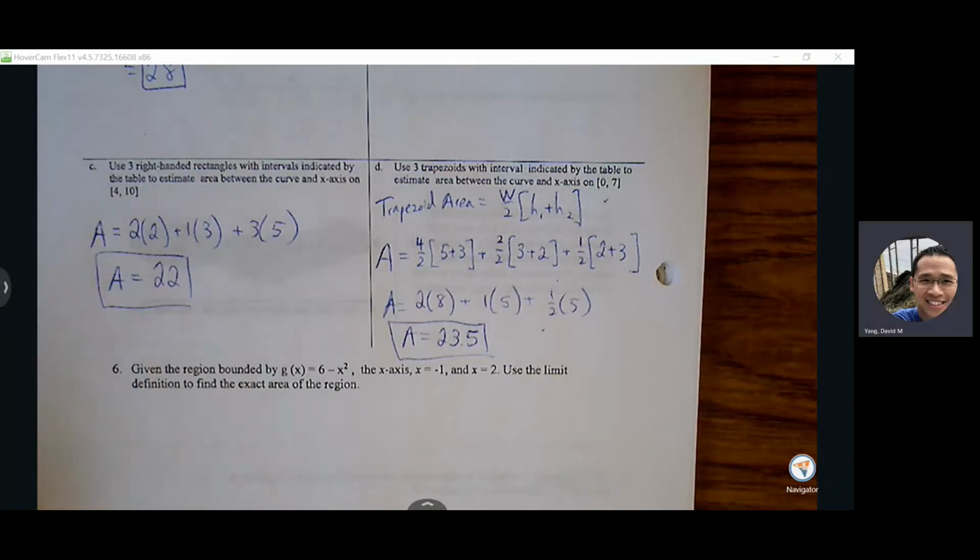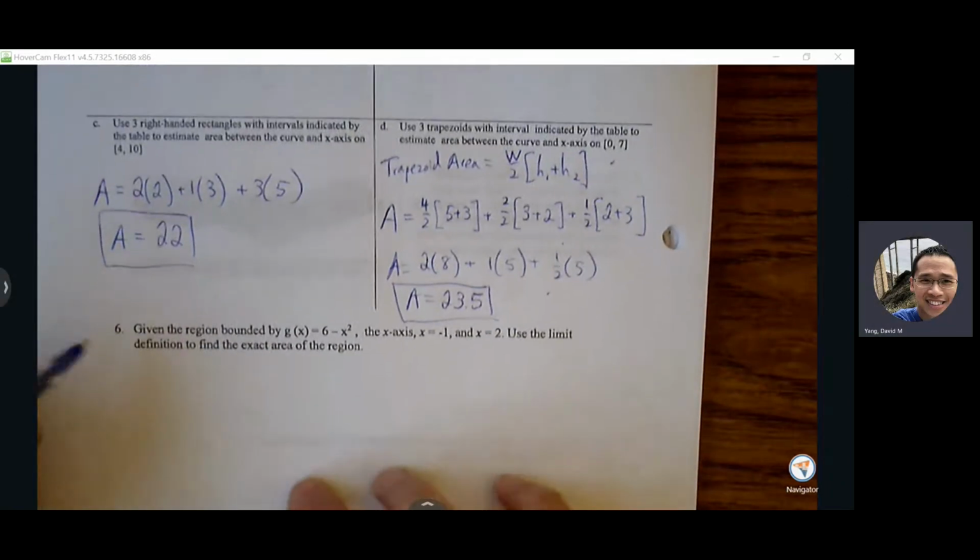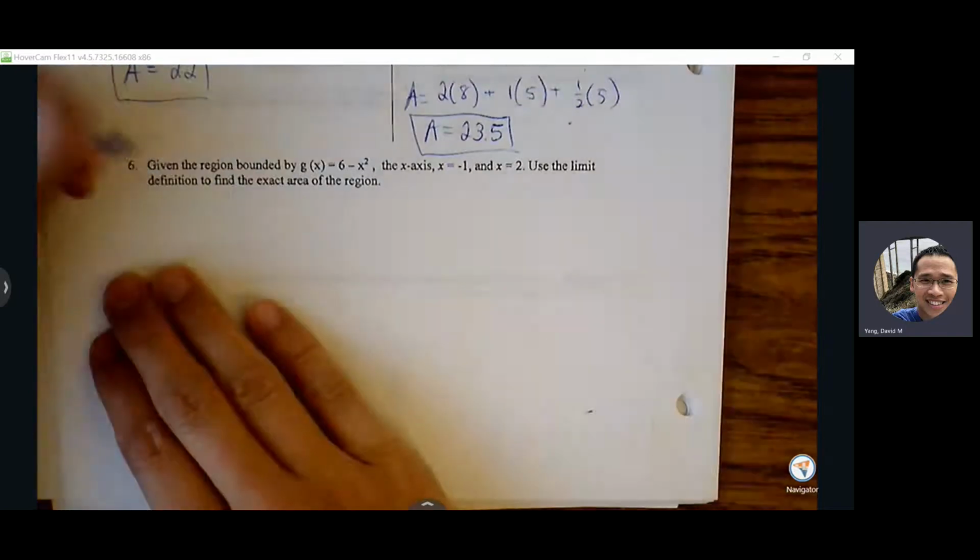All right, any questions, table of values? Okay, so let's do a limit definition of area. Here's the formula.